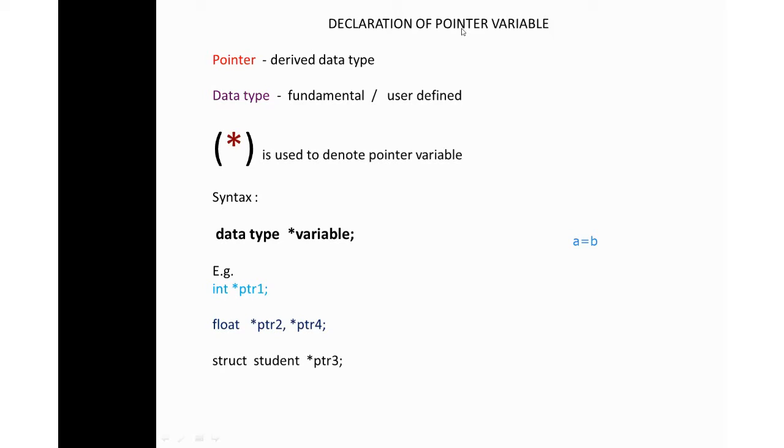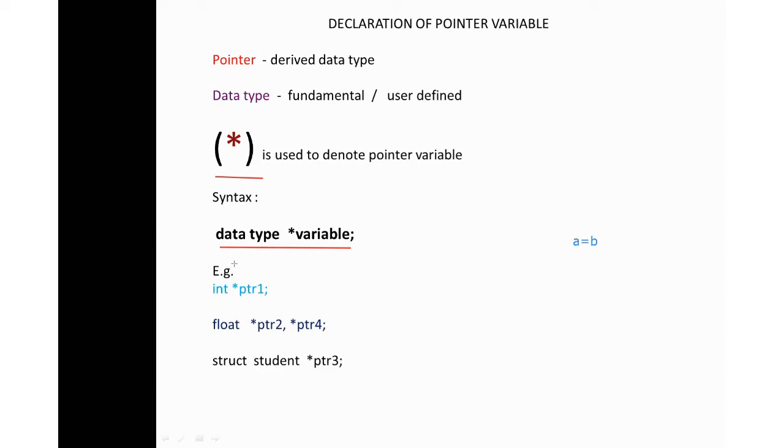Is it clear? This symbol will be used preceding your variable, which indicates that your variable is of pointer data type. So now look at the syntax. The syntax is data type, that is your fundamental or your user defined data type, then you have your star symbol followed by your variable name.